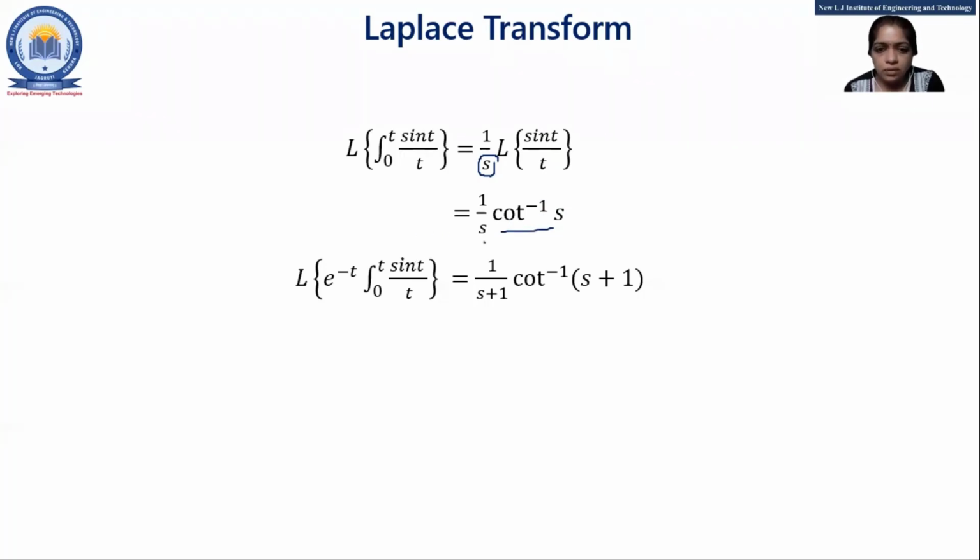Now, our original question is e raised to minus t into the integral. E raised to minus t is there, students. So we'll apply the first shifting theorem. And as per the first shifting theorem, we have to replace our s by s plus 1. Okay. Now got it, everyone? Any doubt? Any doubt, students?